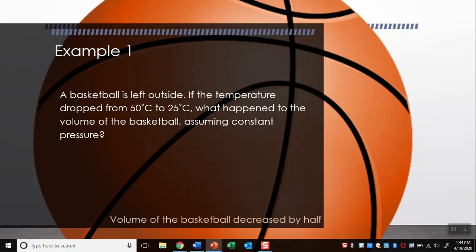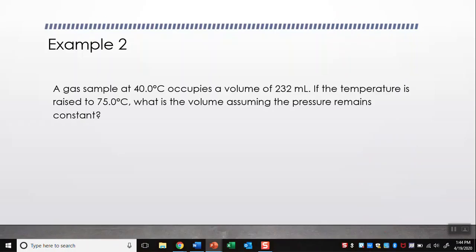Let's take a look at a calculation example. A gas sample at 40 degrees Celsius occupies a volume of 232 milliliters. If the temperature is raised to 75 degrees, what is the volume assuming the pressure remains constant? So again, let's identify our variables. We have temperature 1 as 40 degrees, volume 1 as 232 milliliters, temperature 2 is 75 degrees. What is volume 2?